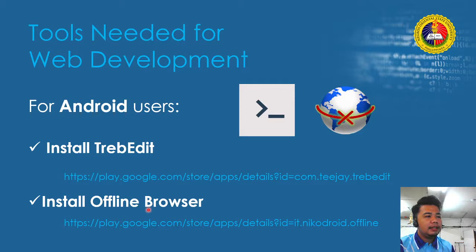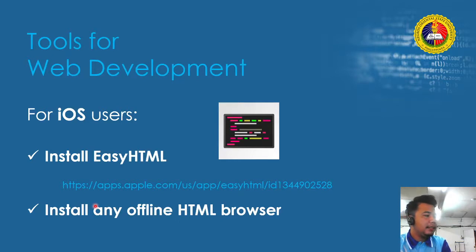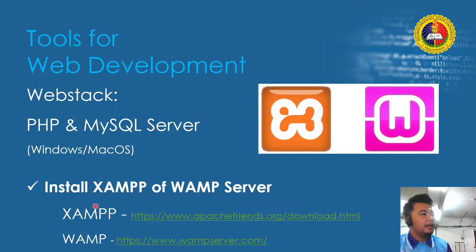Some websites can't read CSS or HTML unless the CSS and HTML is coming from the server. So try to search for any other HTML and CSS, meaning if you have CSS and HTML saved on your phone, the browser can still read it. So far, I've been using this before, not right now, and it works just fine. So I guess it will be the same thing right now. And then for iOS users, you can install Easy HTML and then install any offline HTML browser, just like what I said.